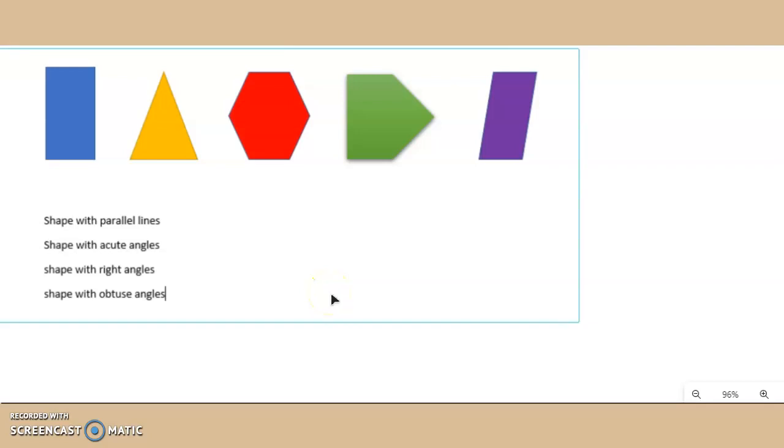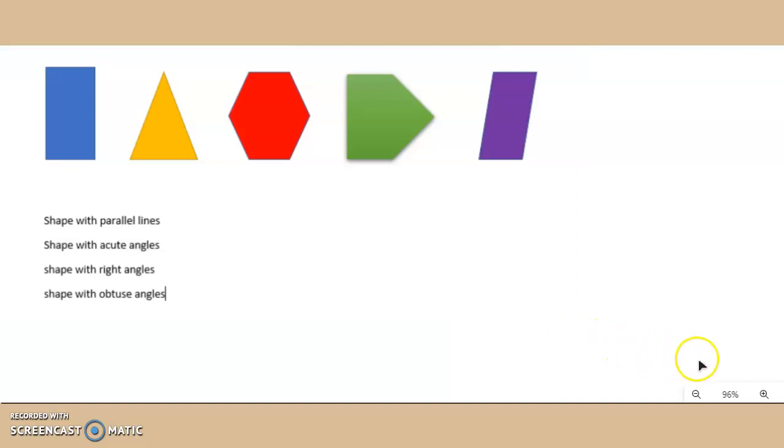Hello, fourth graders. I'm Mrs. Nelson, and you are going to be looking at different two-dimensional shapes, meaning you have height and width, or length and width. These are just flat shapes that are on a piece of paper. So we are going to look at these shapes and try to find the types of angles or the types of lines that we have been learning about.